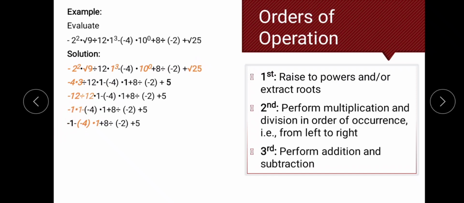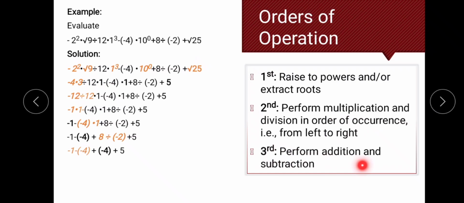And then after that, let's now move, since our work is from left to right. So let's now have here negative 4 times 1, so that will give us negative 4. And then next we'll have the division of 8 and negative 2, so that will give us negative 4. And then we're now done in multiplication and division.